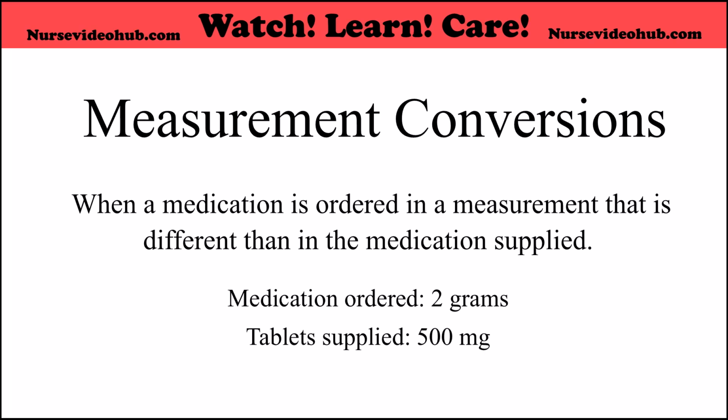Measurement conversions are changing a quantity from one unit to an equivalent amount in another unit. For example, converting a patient's weight from pounds to kilograms. You may need to do measurement conversions and dosage calculations when a medication is ordered in a measurement that differs from the one supplied. For example, a medication is ordered as 2 grams, but the tablets supplied are 500 milligrams. You need to convert the 2 grams to milligrams to calculate the correct number of tablets to administer. You change the unit of measurement of grams to the unit of measurement of the tablets supplied, milligrams.